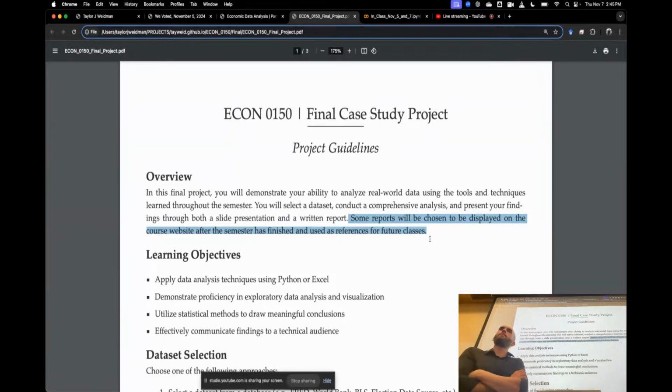Can I get your reaction? Are you looking forward to this project? I mean, it's like a course requirement, right? Like we have to do these things to satisfy the university. But is anyone like excited about it? Tony is. That's nice.